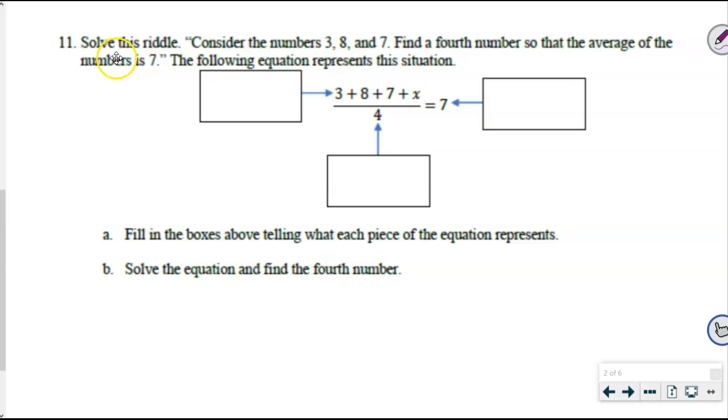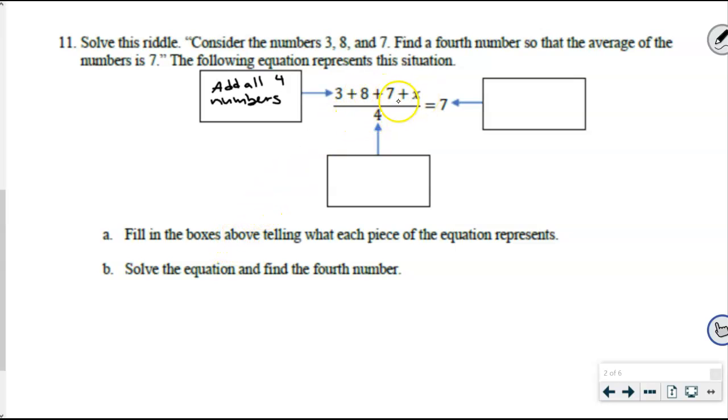And we want, according to this riddle, we want that average to be 7. So when I find the average, it is equal to 7. So let's make sense of all of that. What is all of this up here? What does that mean? This is us adding up all the numbers. Even though we don't know what that fourth number is, we can use a variable to represent it and still show that we're adding up all 4 of the numbers.